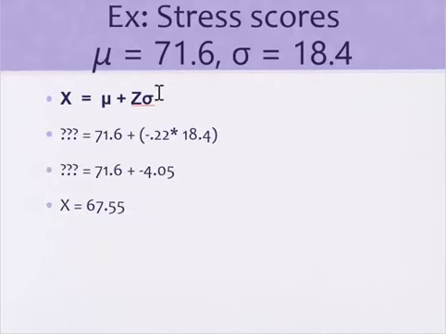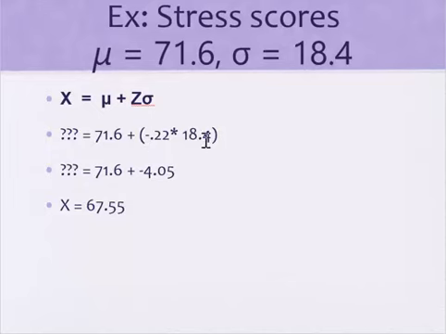Okay, so here's our formula again, right? X, the raw score, equals the population mean plus the z-score times the population standard deviation. So we're trying to figure out what X is. So we start with our population mean of 71.6, and we're going to add that to the product of negative 0.22 times 18.4. And as you see here, I'm breaking it up into steps.